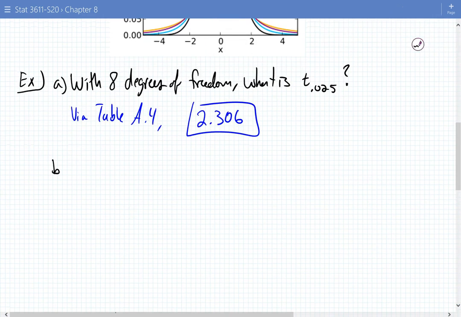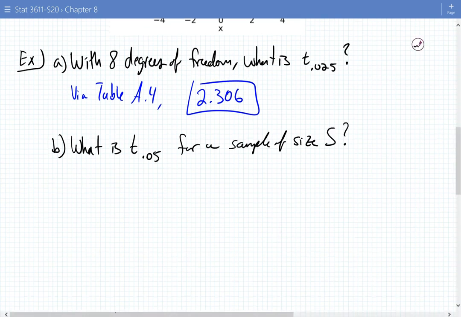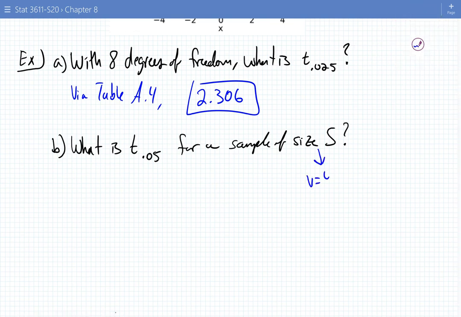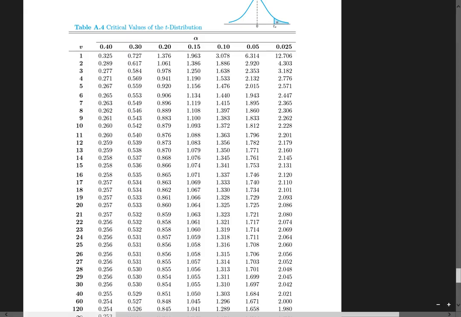Let's do a few of these to get some practice here. What is t of 0.05 for a sample of size 5? If we have a sample of size 5, then the degrees of freedom is 4, n minus 1. So we need an area of 5% to the right with 4 degrees of freedom. That would be 2.132.